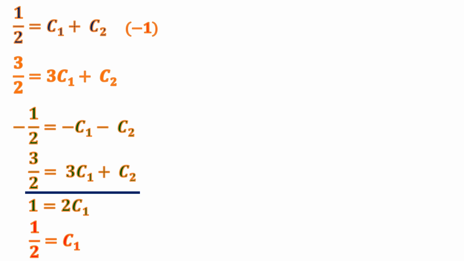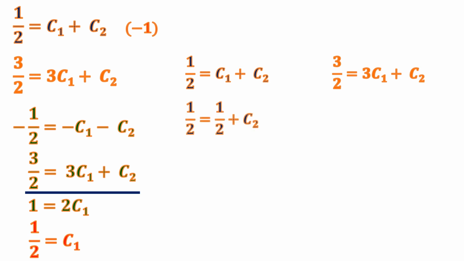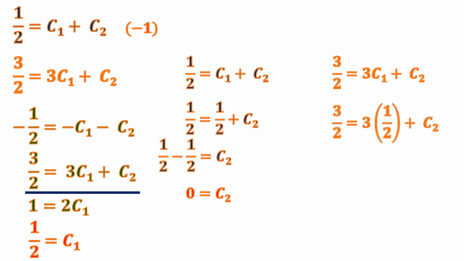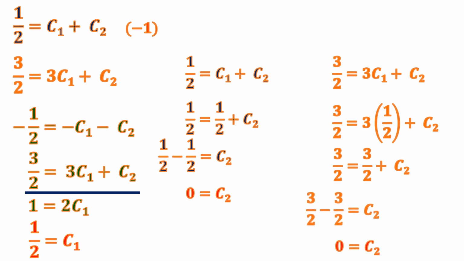Now to find c2, you can just choose either of the equations, but I will use both. Let's replace c1 by 1 half and transpose 1 half. 1 half minus 1 half is 0. So c2 is 0. Now let us check if it's also 0 in the other equation. Replace c1 by 1 half. So 3 times 1 half is 3 halves. Transpose 3 halves. So c2 is 0. So it's correct, c2 is 0.